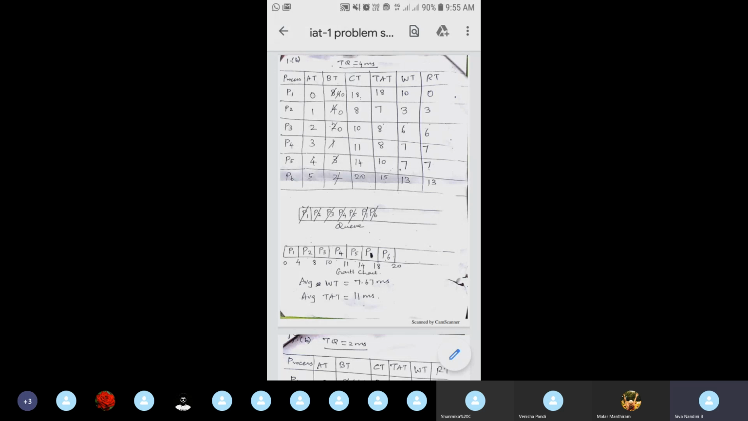And then the next process in the queue, we are having P3. This P3 has a burst time itself 2 millisecond. So this P3 will be executed for 2 millisecond, that is 8 to 10. And the next process in the queue is P4. So this P4 burst time itself is 1 millisecond. So it will be executed for 10 to 11.